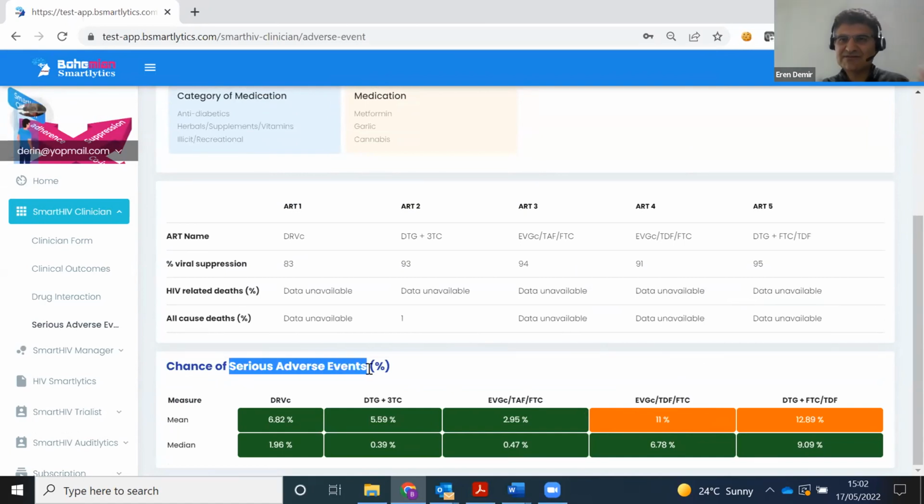It's all about supporting healthcare professionals, particularly in most African nations where there's a limited number of doctors and limited resources. Again, this is not to replace clinicians, but to support them when it comes to prescribing medication. So that's a quick demonstration of SmartHIV Clinician.